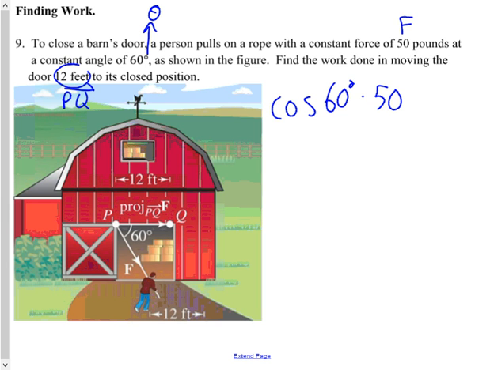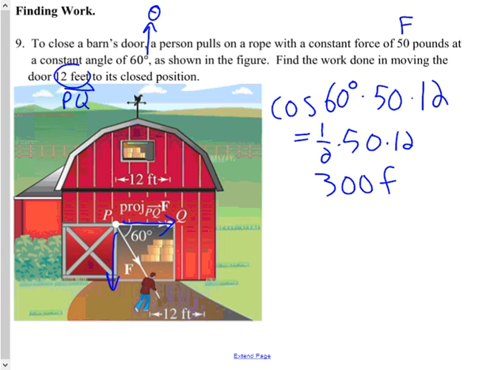Our vector is technically 0, 50 for force, right? Pounds coming down. And we're sliding it across 12 feet, this is PQ. So that would be 12, 0. So we're going to the right 12, 0 up or down. So you're just multiplying this. We basically get 600 cosine of 60. Sorry, it's just 60, not 60 squared. And that becomes half times 50 times 12, which is half of 600, is 300, and the label is foot-pounds.